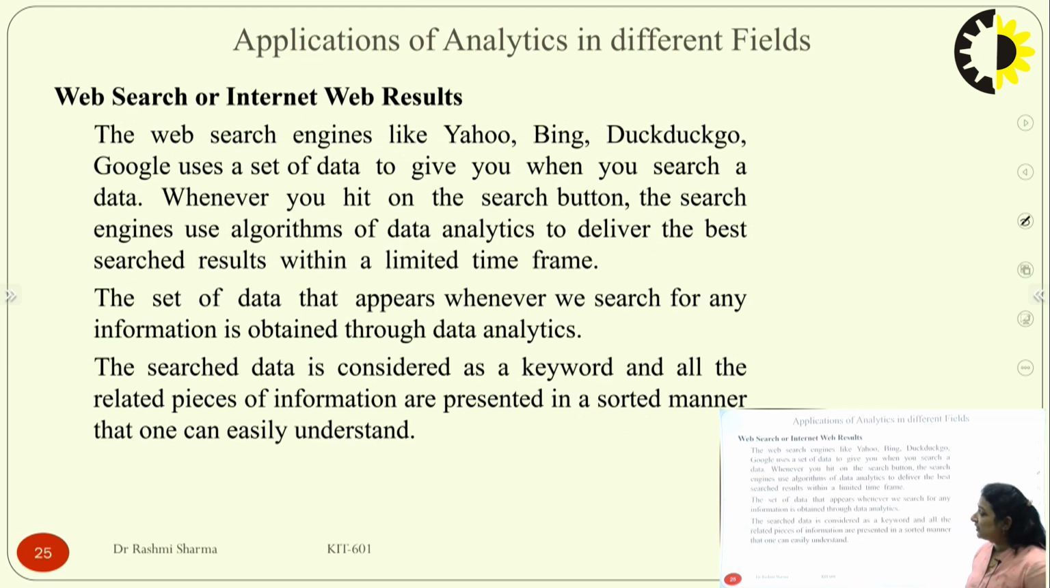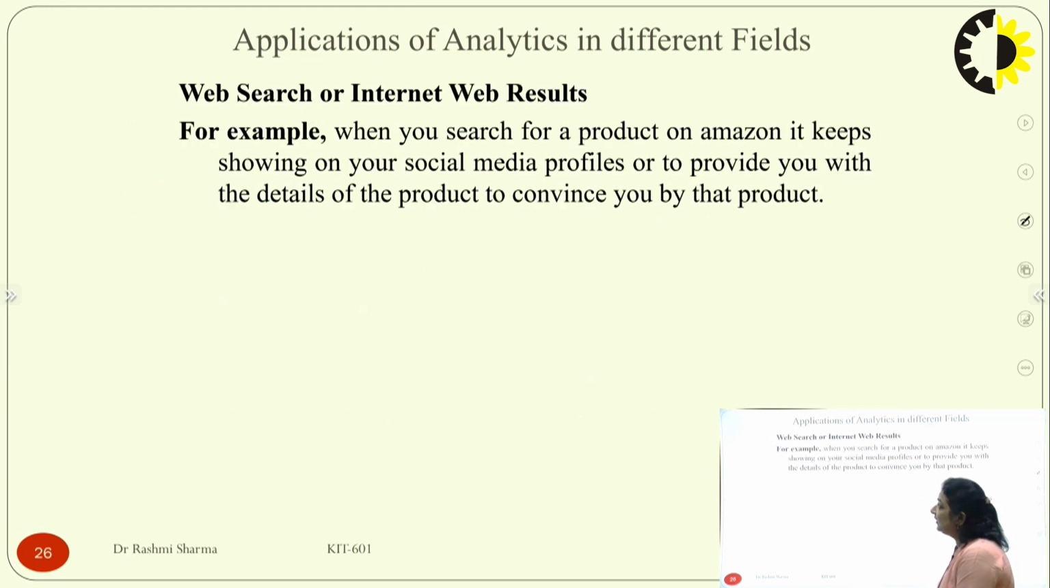Then for web search and internet, we search for a product on Amazon, and it shows up in our social media profiles. If I search something on Amazon, it's showing up in my Facebook also, in my Insta also, and in other things which I'm doing on Google. It's showing me the same item as an advertisement, so that I can get drawn into it and purchase that product, or the prices are still reducing there.